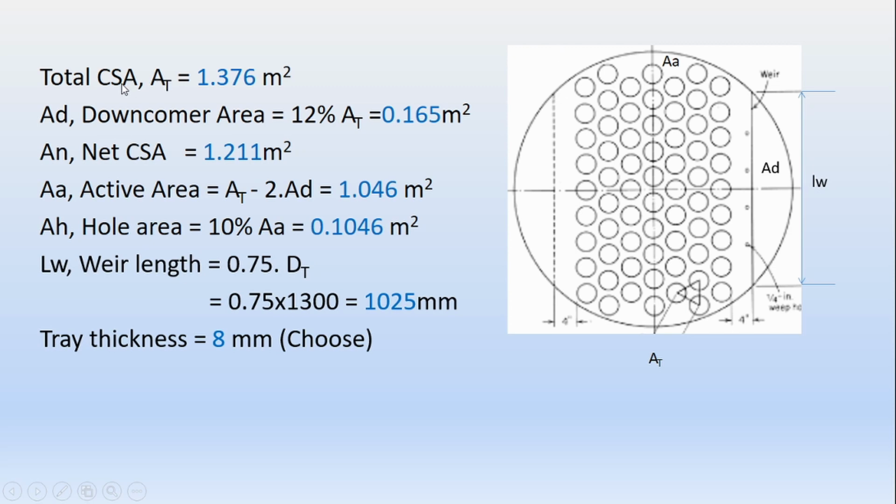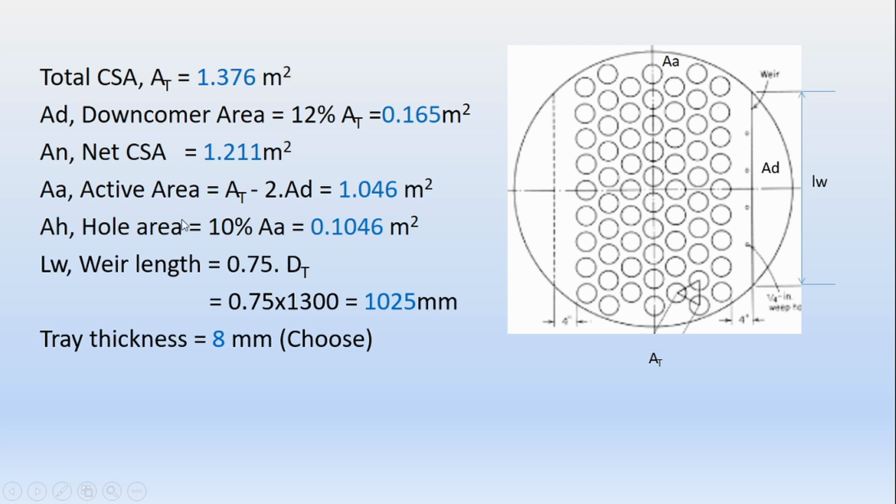So the total cross sectional area of the column we obtained was 1.376 meter square. The downcomer area was 12% of this total area, so the downcomer area is 1.376 multiplied by 0.12. So this is 0.165 meter square. And the net cross sectional area is 1.211, which is the difference between this value and this value. Active area is the total area minus 2 times the downcomer area, one this region, another this region. So this is 1.046 meter square.